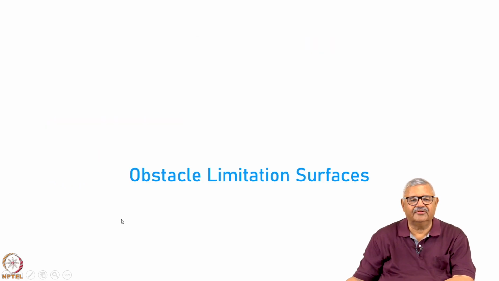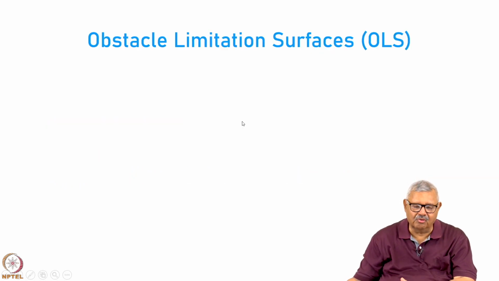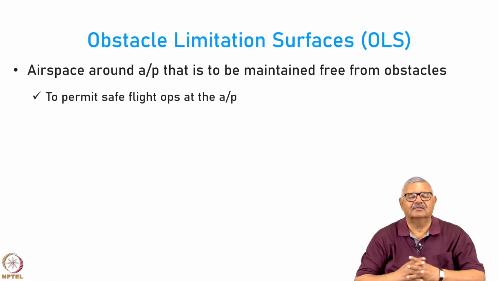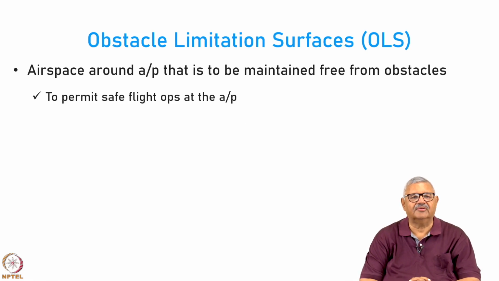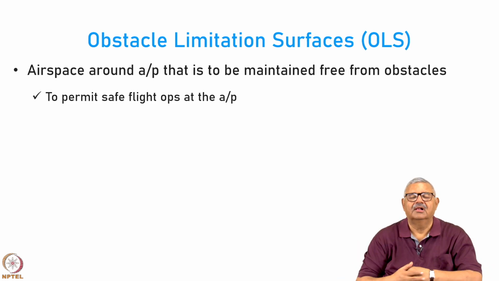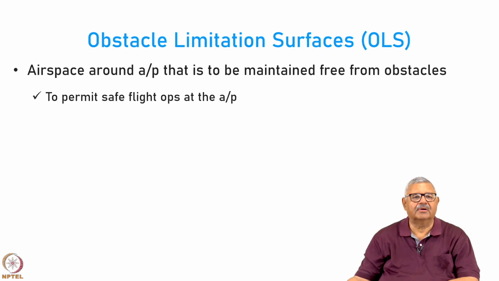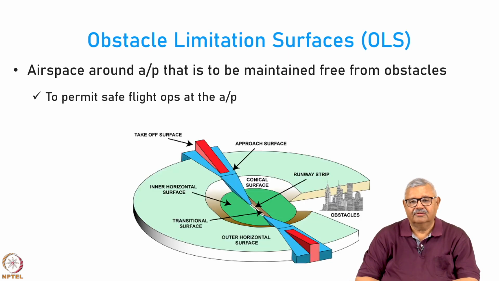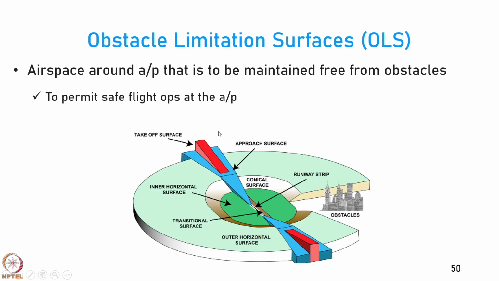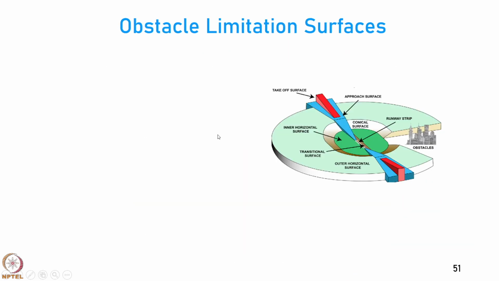Now, the obstacle limitation surfaces, basically called OLS in short, correspond to the airspace around the airport that is to be maintained free from obstacles. This is not just the safety zone, but it is around the airport, and this is aimed to permit safe flight operations at the airport. There are many of these, as you can see in this picture. So, we are going to see all of these one by one and a few more.